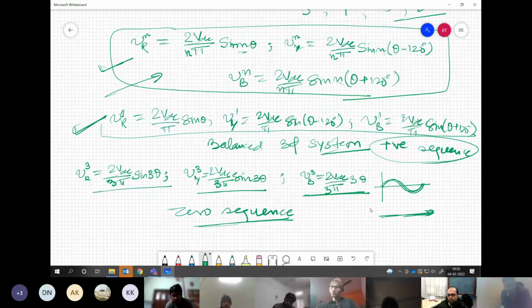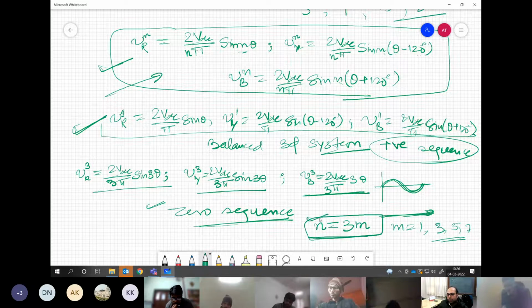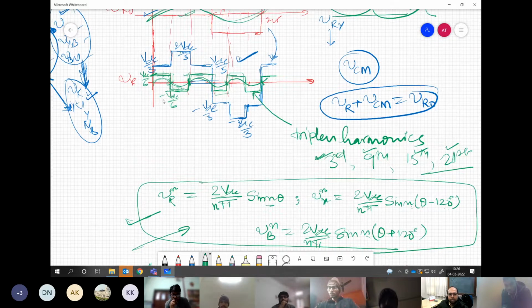This is true if you take any value of n which is a multiple of 3. So n could be 1, 3, 5, 7, etc. I am taking only odd numbers, because even cannot be there. So this is true for all the triplen harmonics, 3, 9, 15, 21, etc. And everything combined forms this third harmonic square wave, what we have seen as the common mode. Understanding my point?